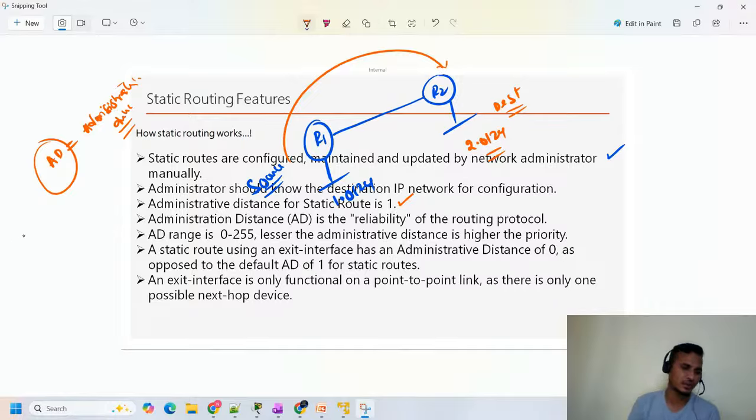So we have different protocols. There are three types of routing protocol: static routing protocol, dynamic routing protocol, and default routing protocol. In dynamic routing protocol, again we have RIP, EIGRP, OSPF. Each and every protocol will have an AD value. The route selection process happens based on the AD value. Whichever routing protocol has the lesser AD value, that route is going to be selected as the best route, guys.